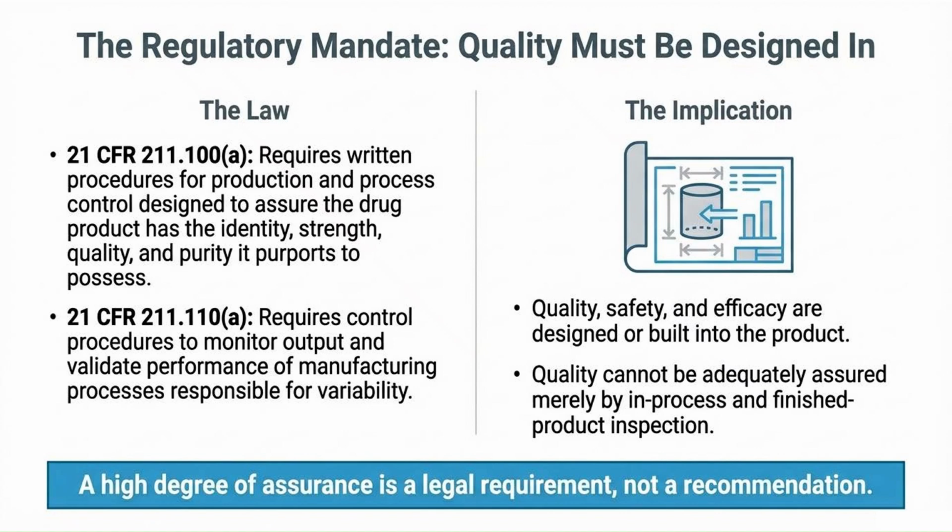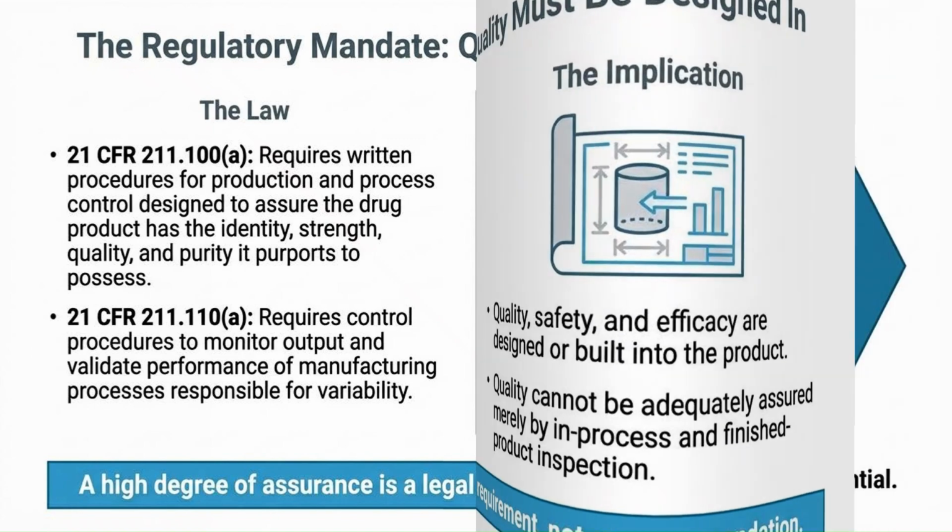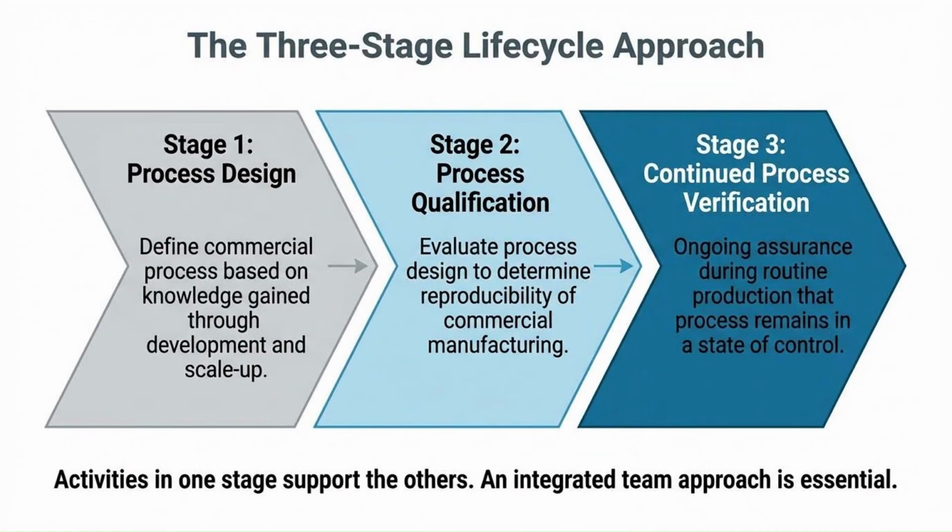Under 21 CFR 211, quality, safety, and efficacy must be designed and built into the product. You cannot simply test quality into a drug by inspecting the finished box. If you haven't validated the performance of processes responsible for variability, you aren't just out of sync, you're out of compliance. We break this life cycle into 3 distinct stages.